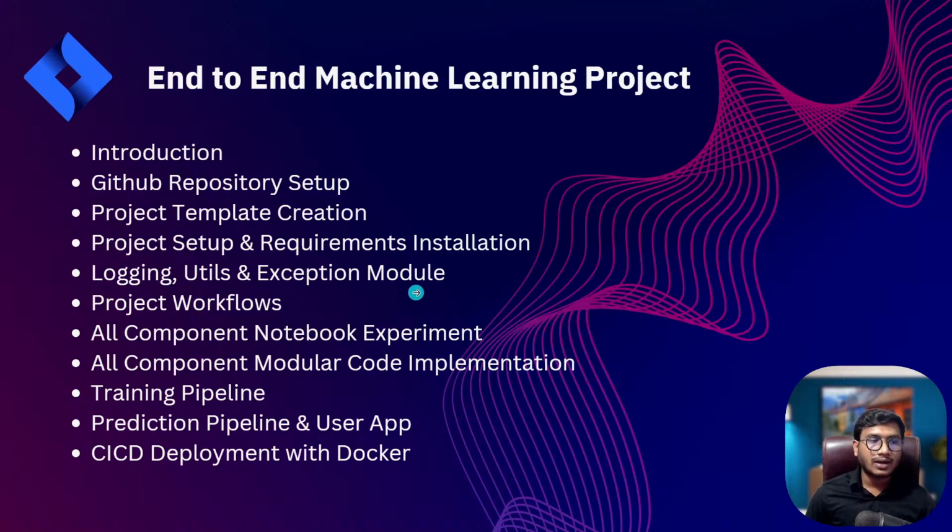Then we'll be starting with the logging, utility, and exception modules, because these three modules will help you debug your code going forward. We always need to write logging functionality in our code, and we also need utility functionality, which gives you code reusability, so that you can use the same function again and again. Then we'll also be using the exception module, because whenever you implement any kind of project, there will definitely be some exceptions, and we'll learn how to handle them inside the exception module as well.